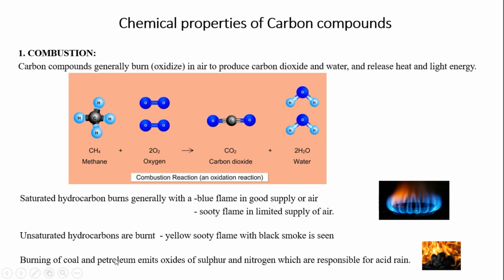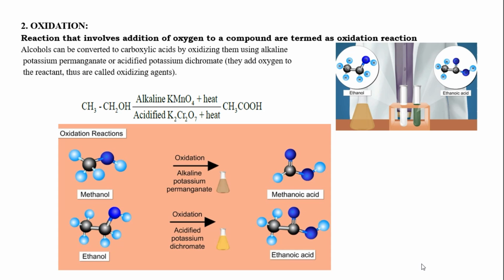Now, fuels like coal and petroleum have a certain percentage of sulfur and nitrogen in them. So, during combustion, oxides of sulfur and nitrogen are formed. For example, sulfur dioxide, nitrogen dioxide. So, these harmful gases are formed when such fuels are burnt. These are indirectly the major pollutants in the environment, and are indirectly responsible for acid rain.